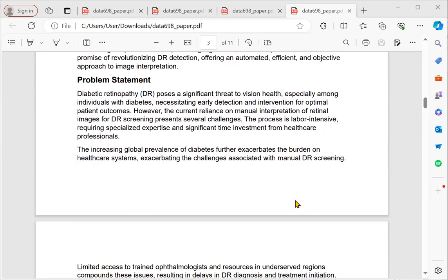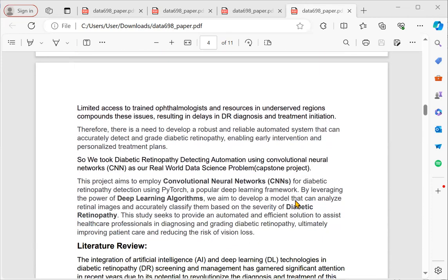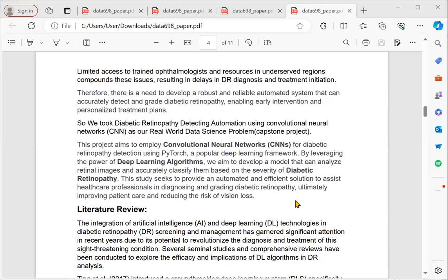The increasing global prevalence of diabetes further exacerbates the burden on healthcare systems, compounding the challenges associated with manual DR screening. Limited access to trained ophthalmologists and resources in underserved regions compounds these issues, resulting in delays in DR diagnosis and treatment initiation. Therefore, there is a need to develop a robust and reliable automated system that can accurately detect and grade diabetic retinopathy, enabling early intervention and personalized treatment plans. So we took this diabetic retinopathy detection automation using CNN as a real-world data science problem.